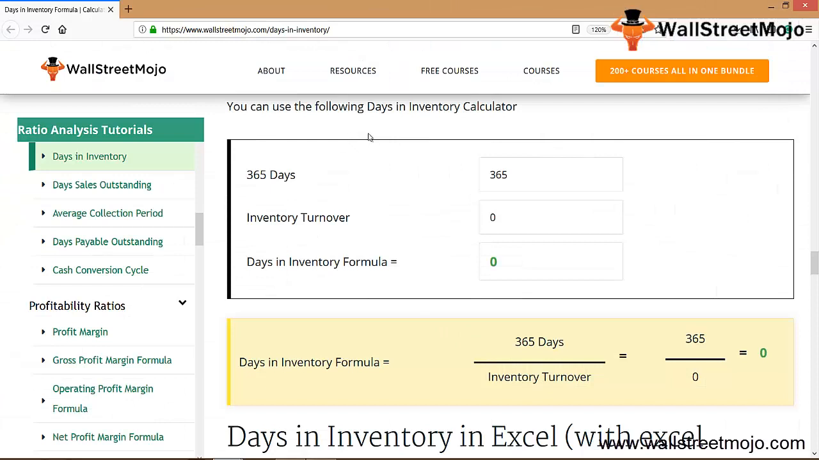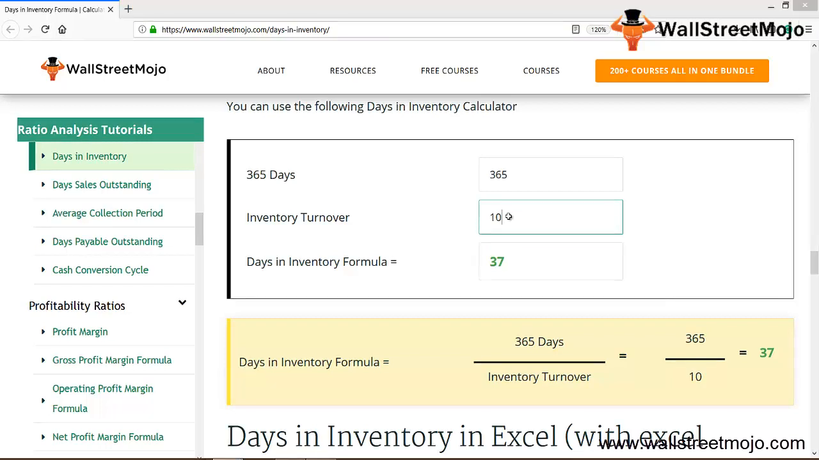Now this is basically the calculator that you can actually apply in your case. There are 365 days, which if you want you can change to 360, but here we are not allowed to change. Let's say we are just taking 365 days. If your inventory turnover ratio is 10, that means 37 days you are taking to convert your inventory into finished goods, right?